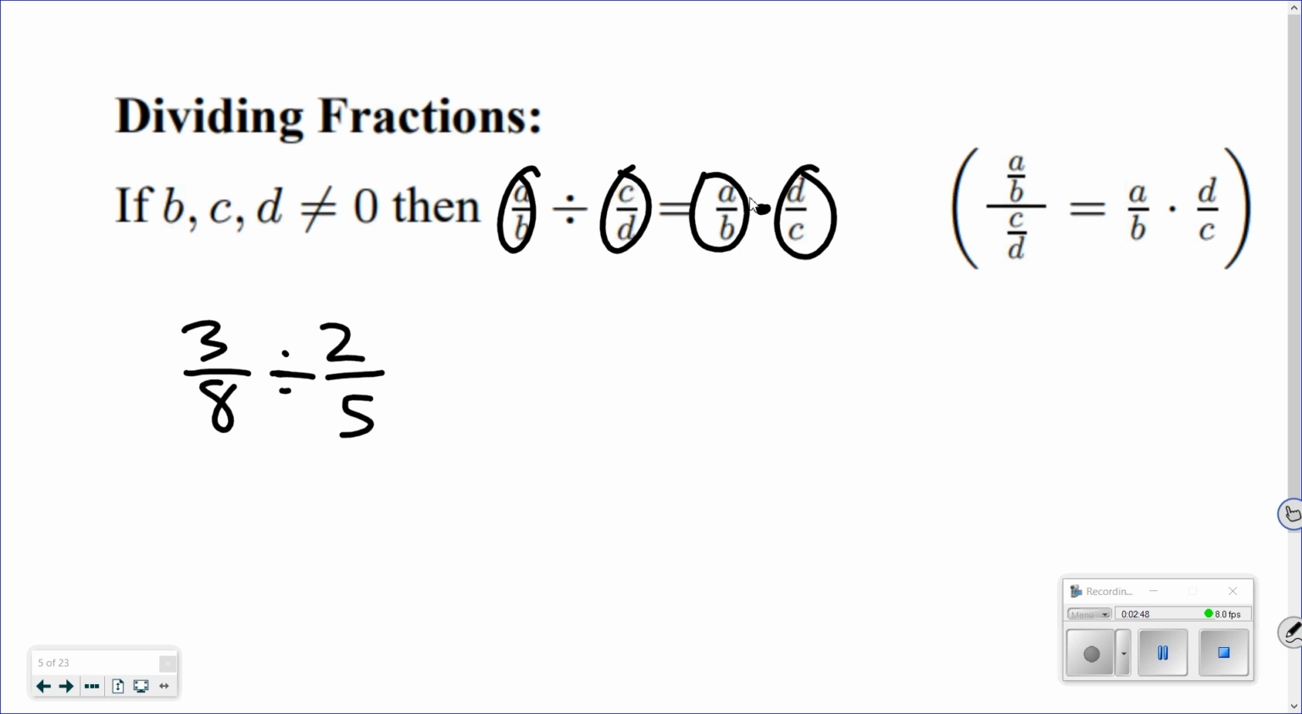Okay, so as soon as we see division, we're not going to divide them directly. Instead, we're going to rewrite it as a multiplication problem. So that would become 3/8 times 5/2. Okay, so these are the same thing. They're equivalent or equal to each other. Okay, now I can just multiply straight across like we just talked about. So 3 times 5 and 8 times 2.